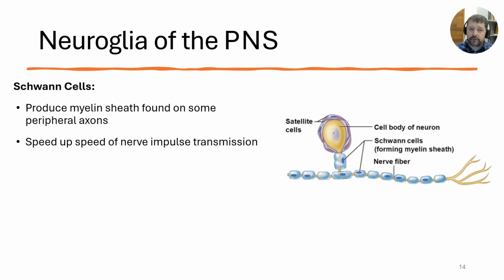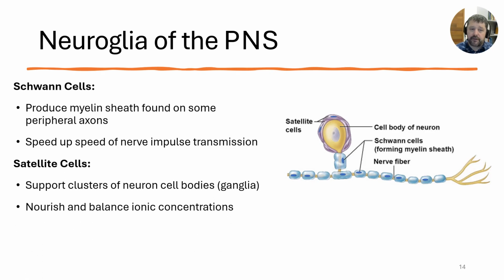All right, so if we look at the neuroglia of the peripheral nervous system, again, Schwann cells, already talked about them before. Okay, they have that myelin sheath that's associated with them. This is protection, but also allows for the speed of an impulse to increase. So myelinated nerves will move much faster than non-myelinated nerves. Okay, and then satellite cells, again, you've got these cells on the outside that are going to provide that nourishment, ionic balance, and protection.